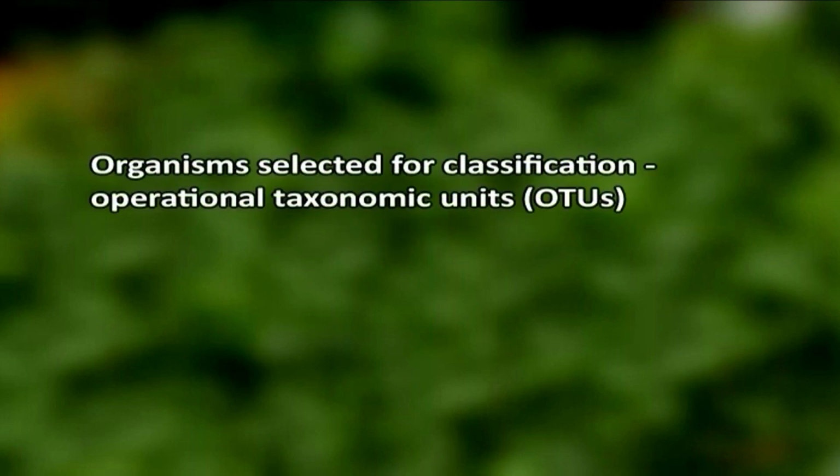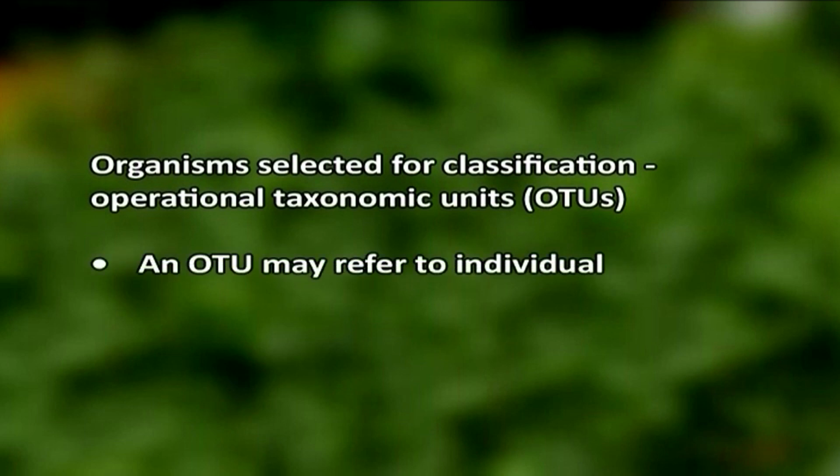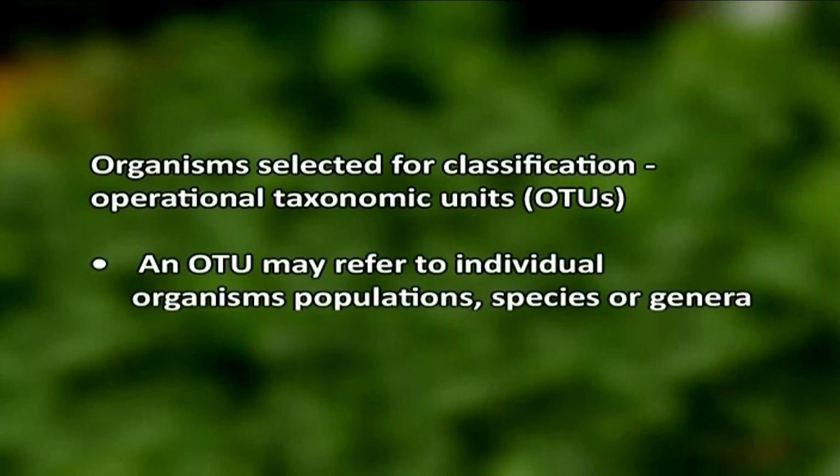Now, the methods of numerical taxonomy. First is the selection of taxa. The organisms are selected for classification, and those under consideration are known as OTUs. Full form is operational taxonomic units. An OTU may refer to an individual organism, populations, species or genera.